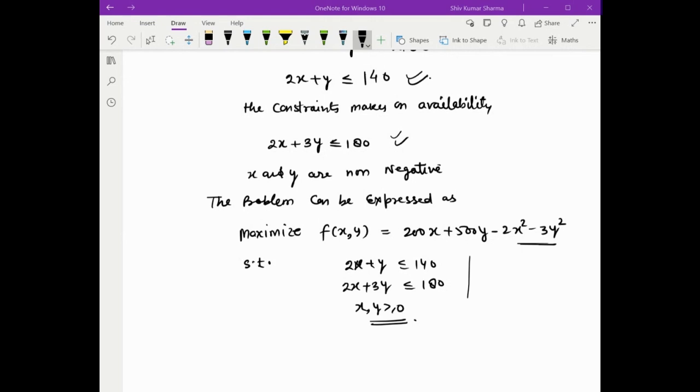So a question can be asked in the form where a paragraph is given. So you have to formulate the problem. What is the first constraint on the availability of raw material, the second constraint, and what is the objective function. So you can construct the problem. Devanshi, Manshi, you noted? Okay.